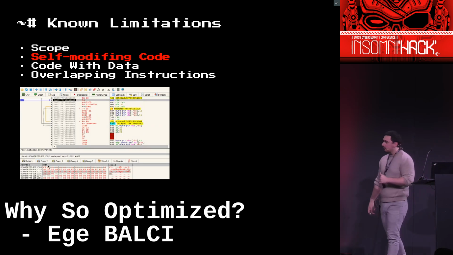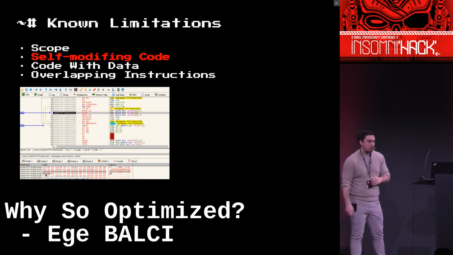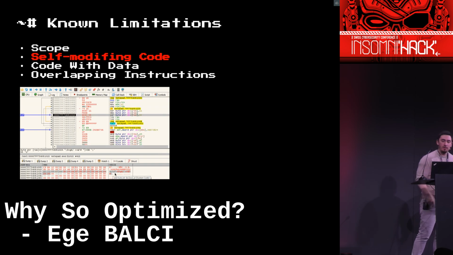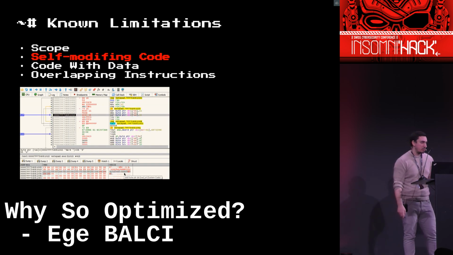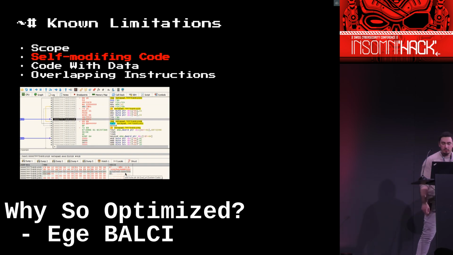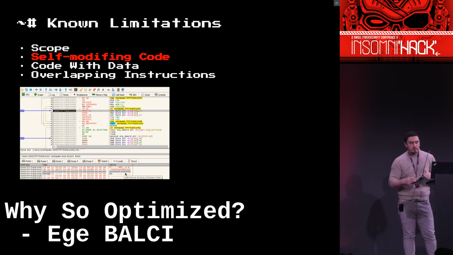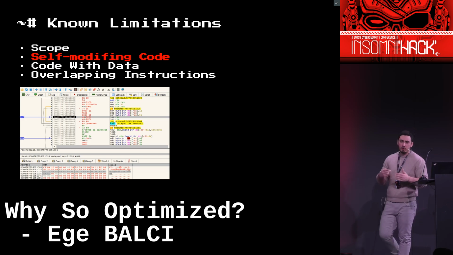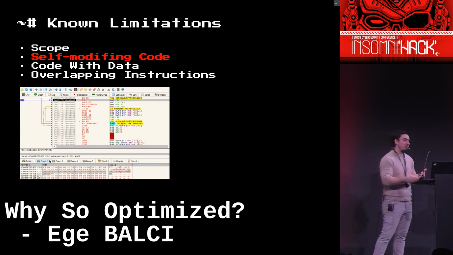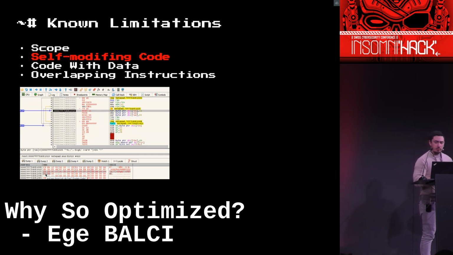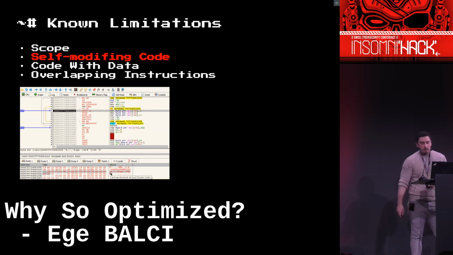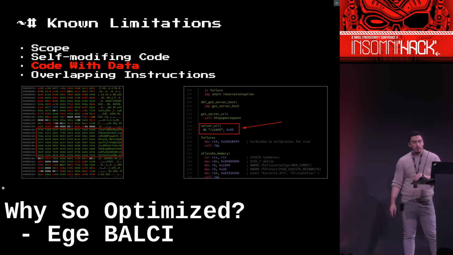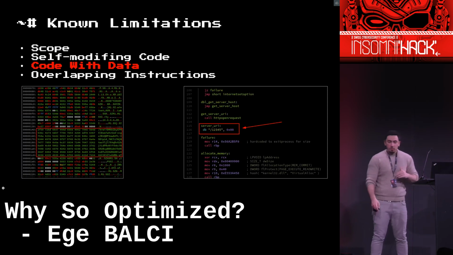The second known limitation is self-modifying code. Currently, this tool does not support any self-modifying code. So if you try to de-optimize an encoded payload, for example, it will probably break. This is kind of impossible simply because there is no way of predicting the execution flow of a program without actually executing it. So we won't be supporting any self-modifying code. And another known limitation is code with data.